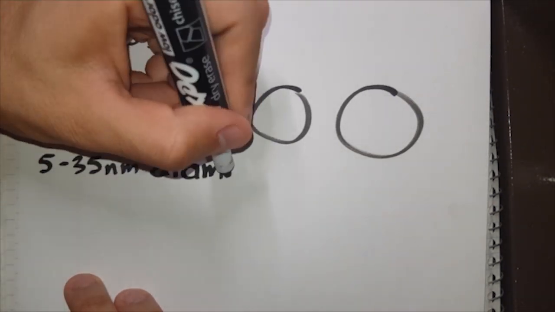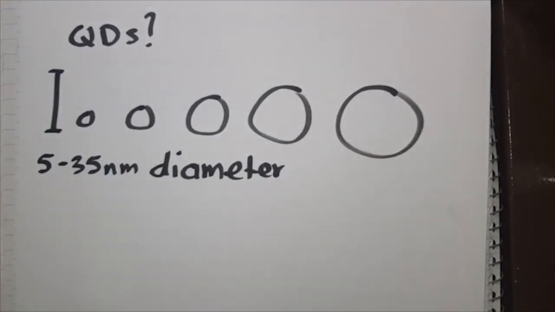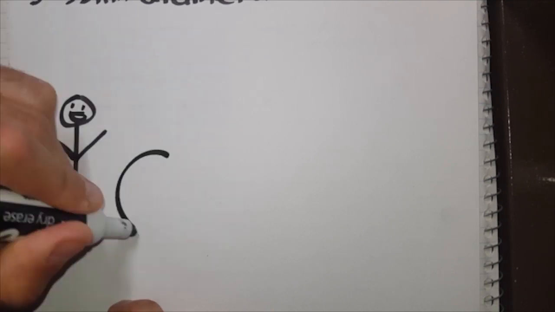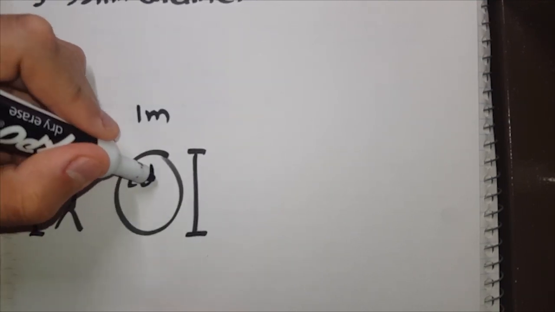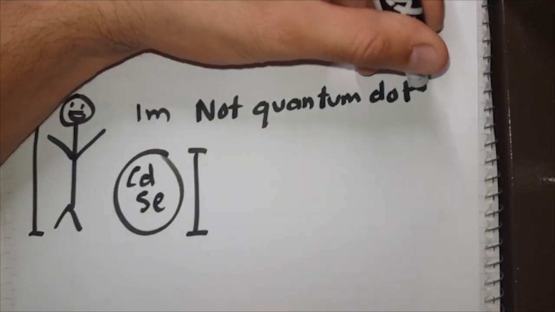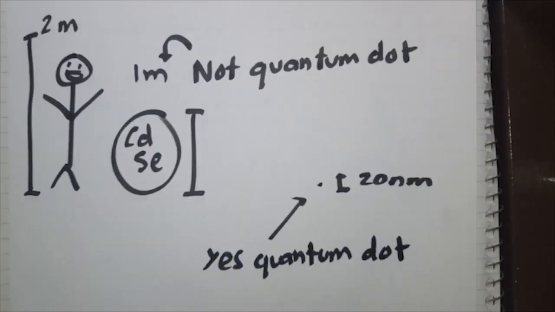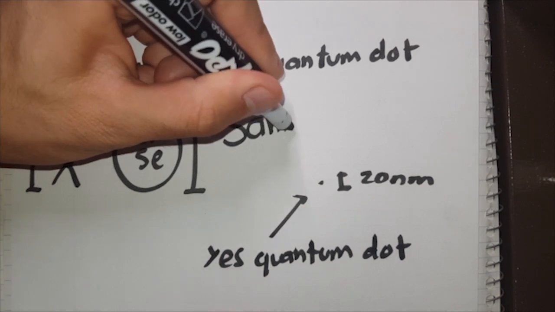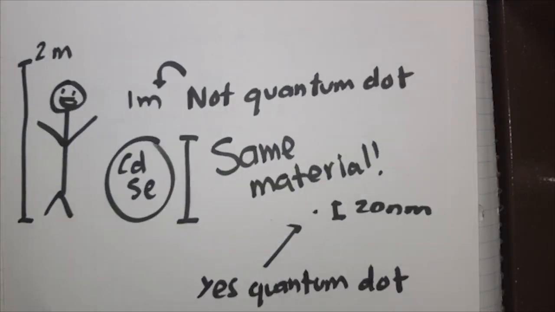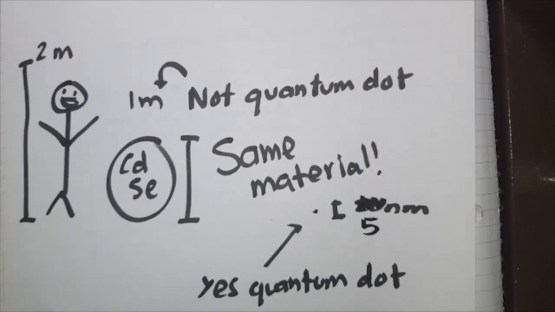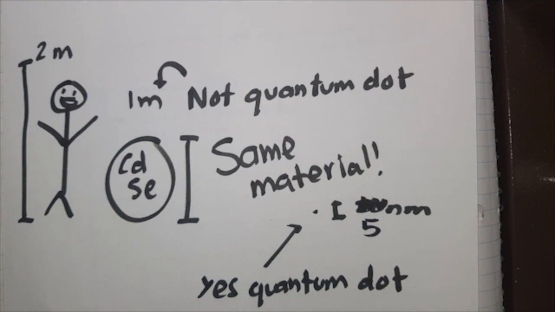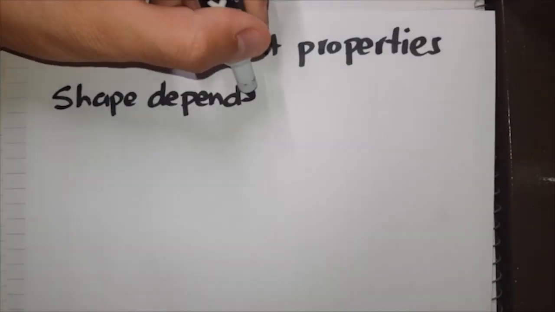It is important to note that the particle's chemical composition doesn't change. To explain this, if we had a 1 meter diameter ball of cadmium selenide, a common quantum dot material, it is just a big semiconductor ball. Nevertheless, a 5 nanometer cadmium selenide ball is a quantum dot semiconductor. Size and shape of particles play the biggest role in this scenario.